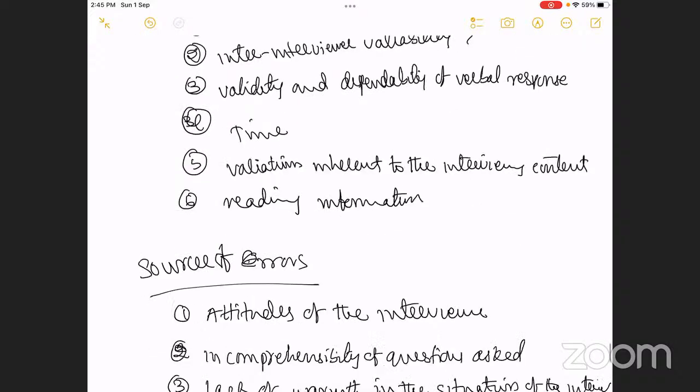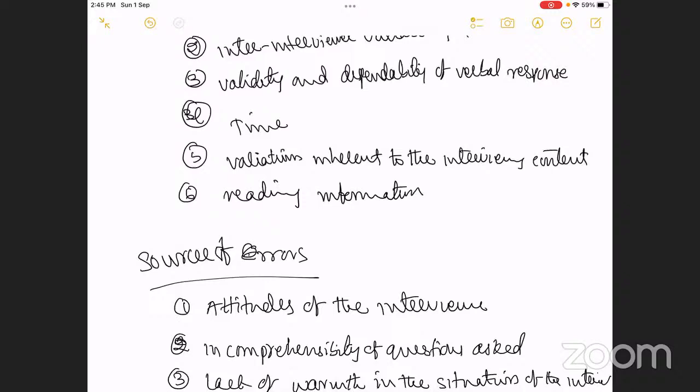And there is a possibility of errors. The attitudes of the interviewers, okay, attitude also impacts the respondents.